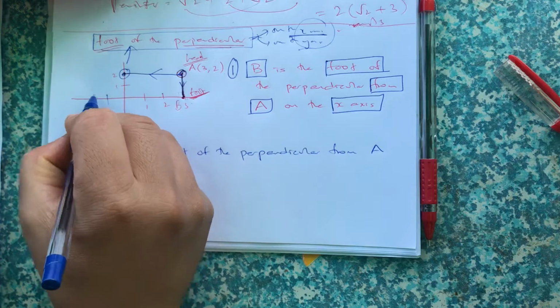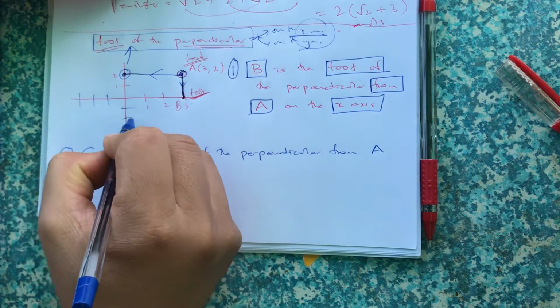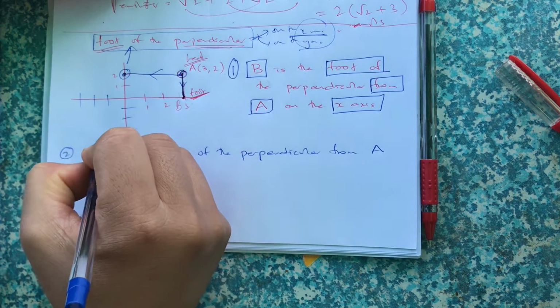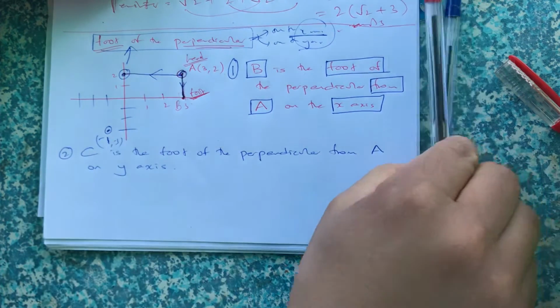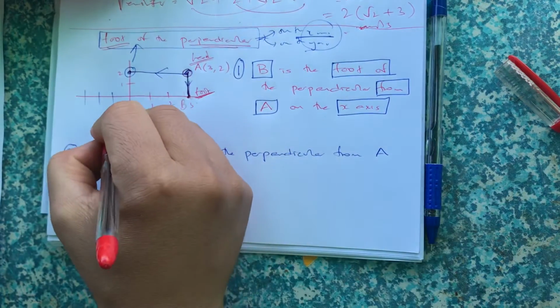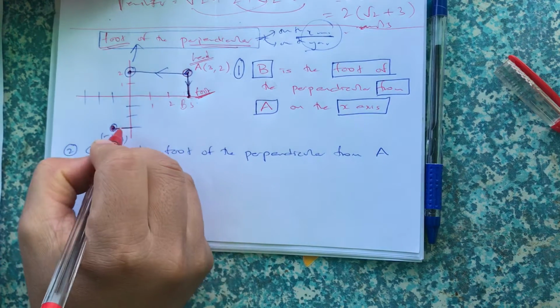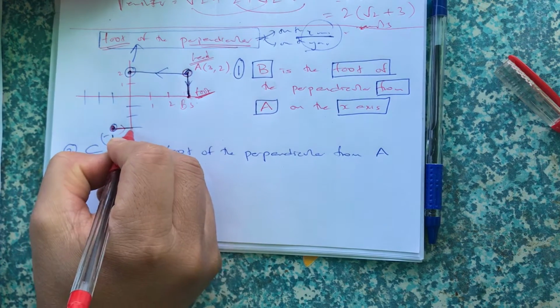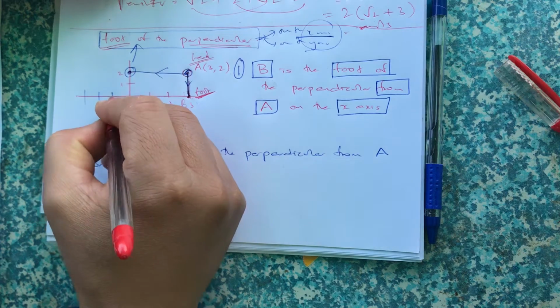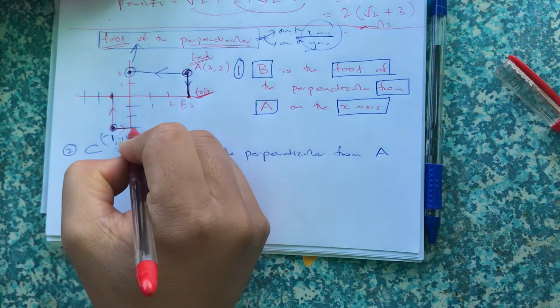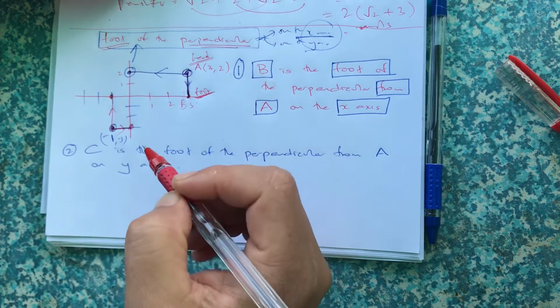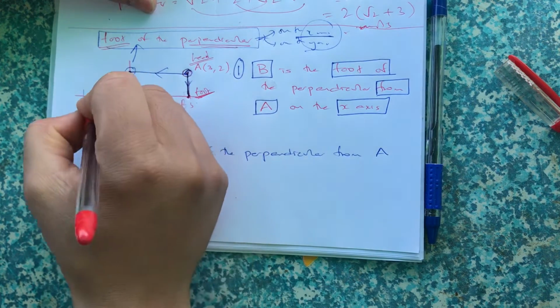For example, let's say I have another point, minus 1 comma minus 3. Again from this point also, I can draw two perpendiculars. One I can go in this direction, that means this will be on the y-axis. One I can go in this direction, and this will be on the x-axis. So I have two perpendiculars and I have two feet of the perpendiculars. Again, I can call this D and I can call this E.